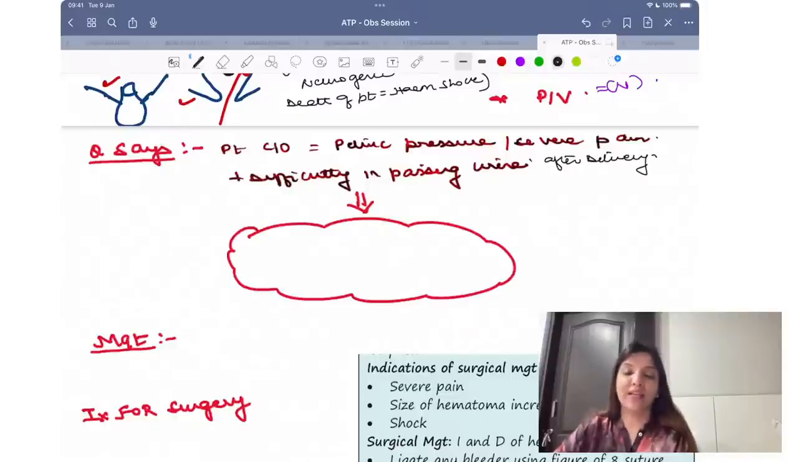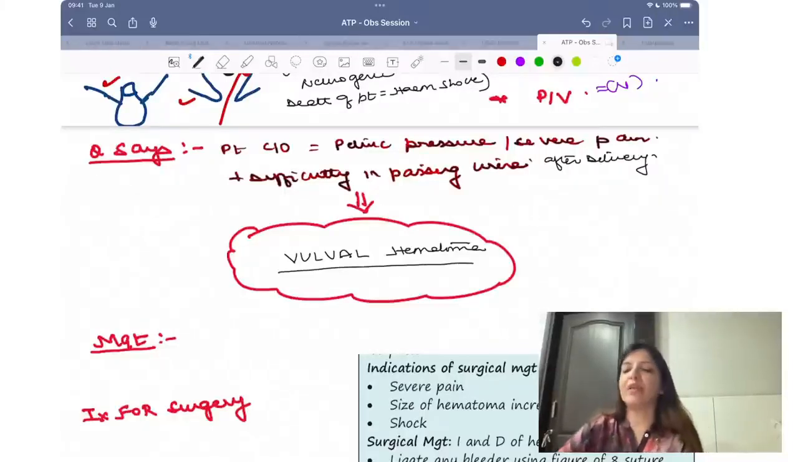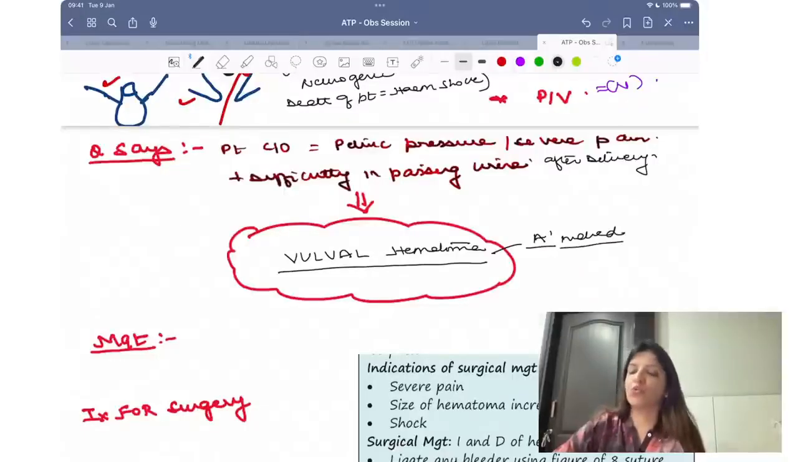Excellent, Monica. The answer is hematoma, and because the most common is vulval hematoma, I'm going to take it as a vulval hematoma. It could have been a vaginal hematoma, but most commonly you get a vulval hematoma. In vulval hematoma, which artery is involved? This hematoma is going to be seen in which artery? What is the blood supply of the perineum? Blood supply of the perineum is the pudendal artery, right? So the artery which is involved is the pudendal artery.